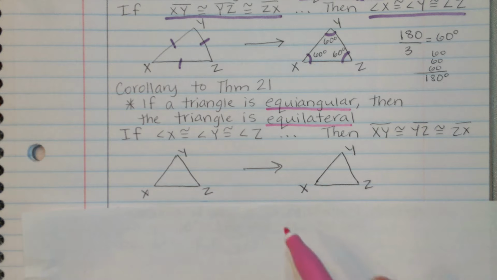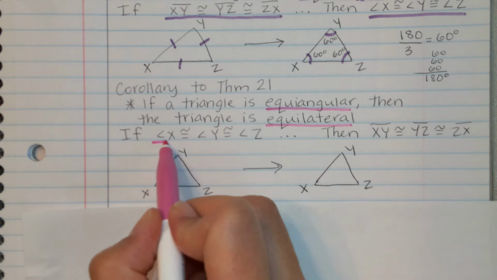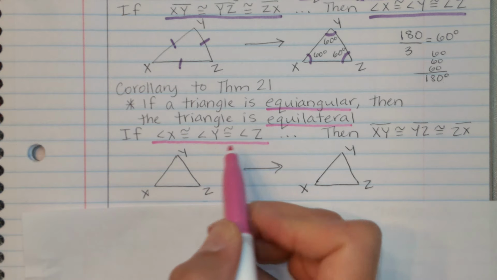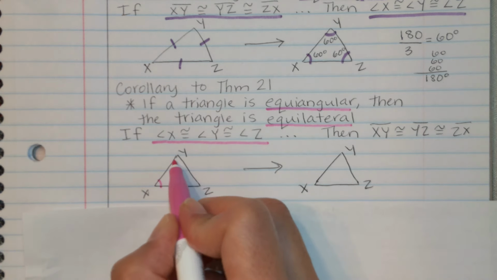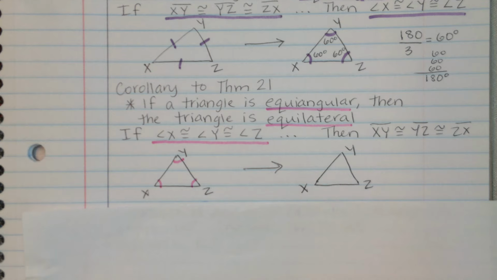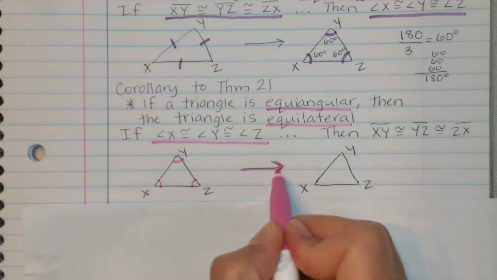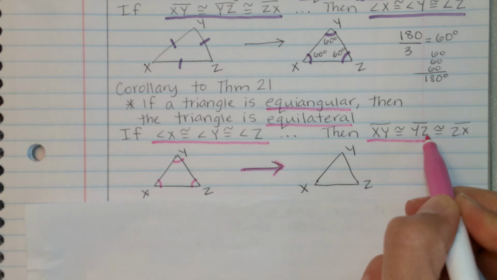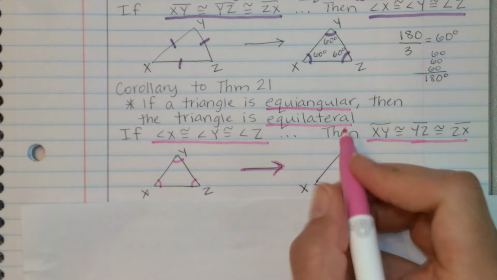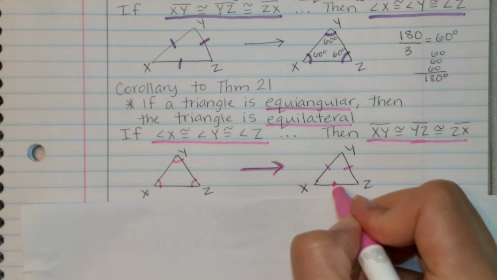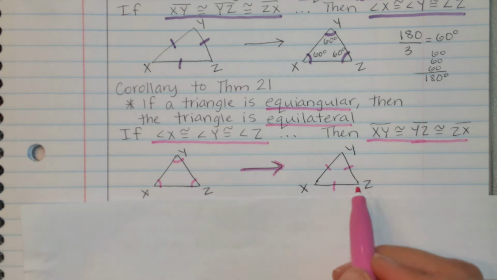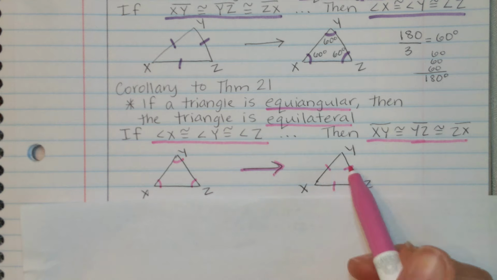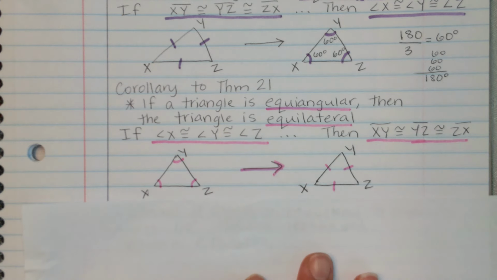Okay, so for this one, it says, okay, so if angle X is congruent to angle Y is congruent to angle Z, so they're all marked congruent, we've got all of them the same, then we've got side XY is congruent to side YZ is congruent to side ZX. So if we're given that all angles are congruent, then we know all sides are congruent as well. Congruent means that they all equal the same. They're all the same length.